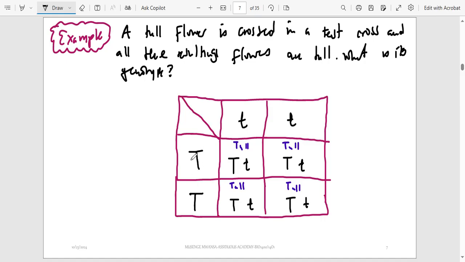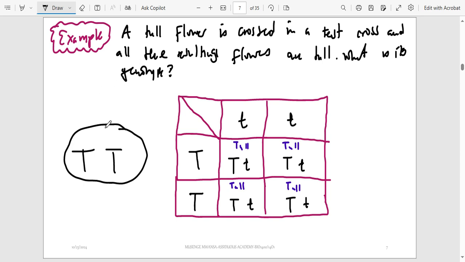That's the meaning. So already you can see I've got two capital T's, which are the alleles. It means that the parent was actually capital T, capital T. Do we get this?